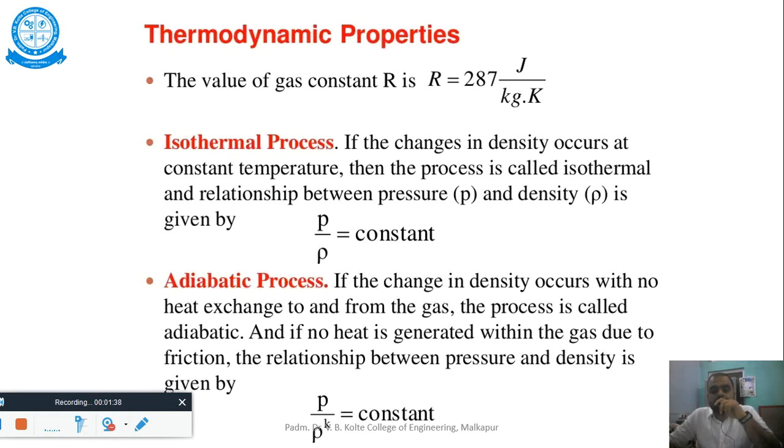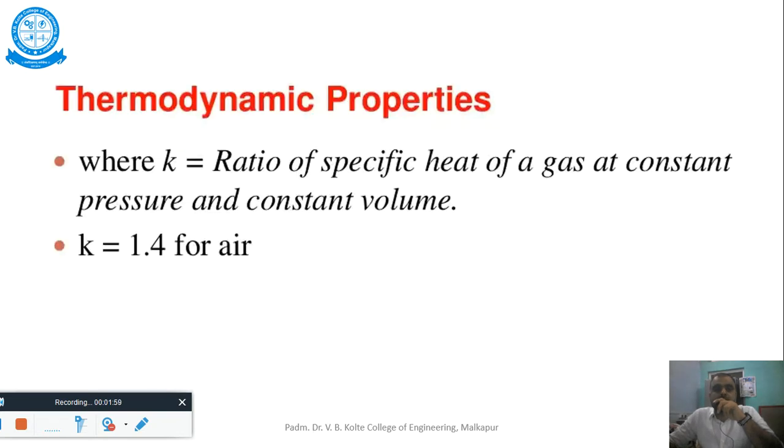In terms of the adiabatic process, the change in the density occurs with no heat exchange to and from the gas. The process is called adiabatic. If no heat is generated within the gas due to friction, the relationship between pressure and density is given by P by rho to the power K = constant, where K is the ratio of specific heat of gas at constant pressure and constant volume. The standard value of K is 1.4 for air, and the standard gas is assumed to be air.